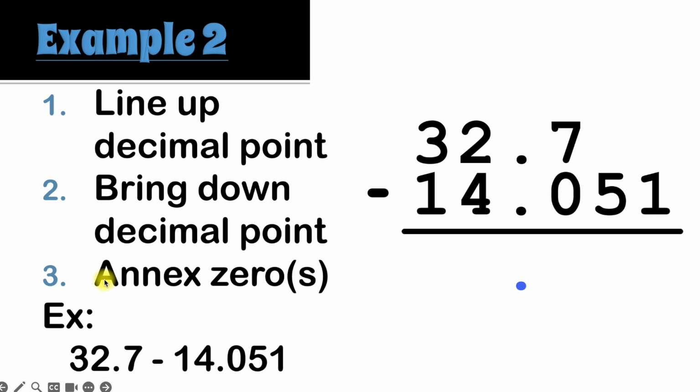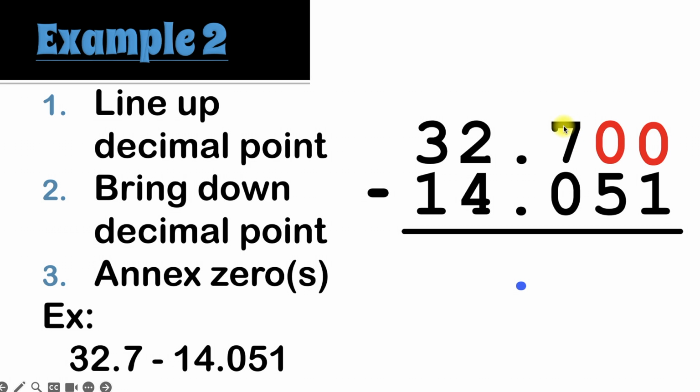And finally, we'll annex any zeros that we might need. Do you see any blank spots in our question? Yeah, there are actually 2. One above the 5 and another above the 1. And now that we've completed all of these tasks, we're ready to subtract. We can't subtract 0 minus 1, and we can't borrow from this 0 because it's 0. It can't lend anything because it's nothing.